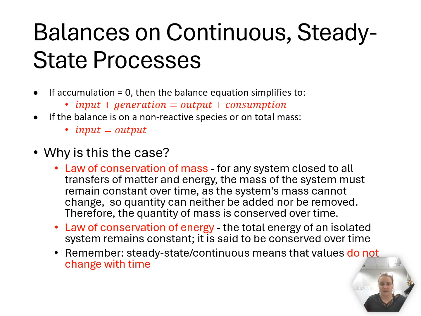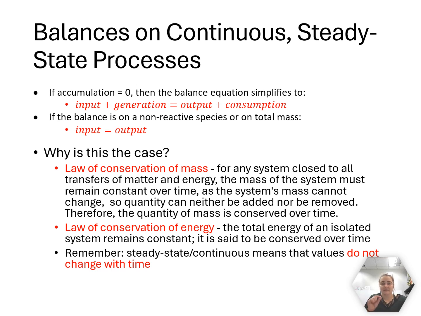So for the first example here, we are going to look at balances on continuous steady state processes. This is the most common that you will ever see in environmental engineering. If we are steady state, remember accumulation will equal 0. So the mass balance simplifies to input plus generation equals output minus consumption. If the balance is on a non-reactive species or on total mass, we can further simplify by saying generation is 0 and consumption is 0. Therefore, the input must equal the output.